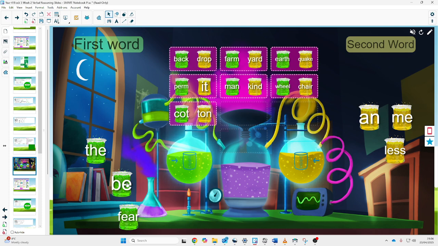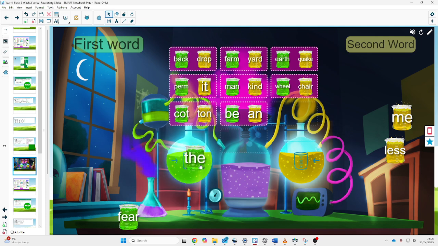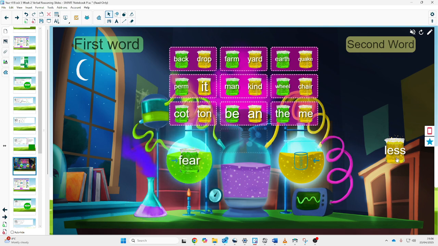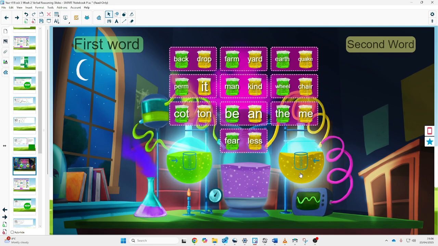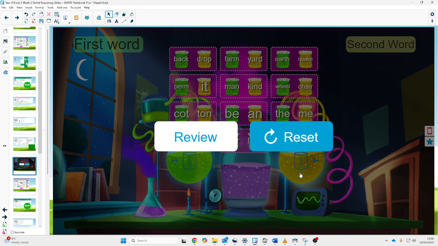So in fact, if I probably get one wrong, so if we go with bee and me, that's not a compound word, so it's gone back. So it should have been bee and an for bean, the and me for theme, and the final one is fear and less for fearless. Hopefully you got all of those right. Any of those compound words you didn't really know, stick them in your word and meaning book, and certainly ones to learn.